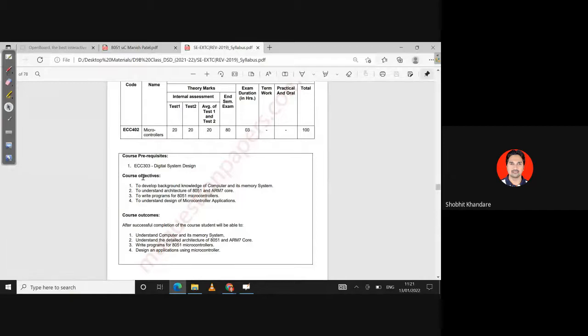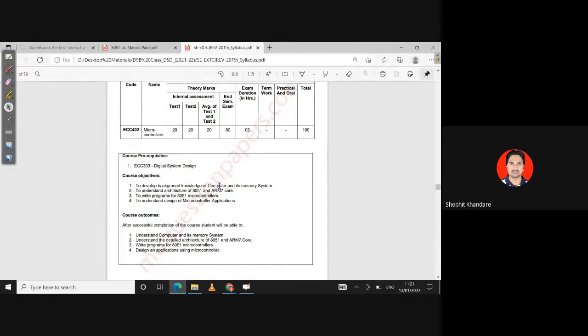See the course objectives and the course outcomes. There are 4 objectives and 4 outcomes. The first one is to develop background knowledge of computer and its memory system. Now you will ask me, we are talking about the microcontroller, so why do we have to study the computer and its memory system?